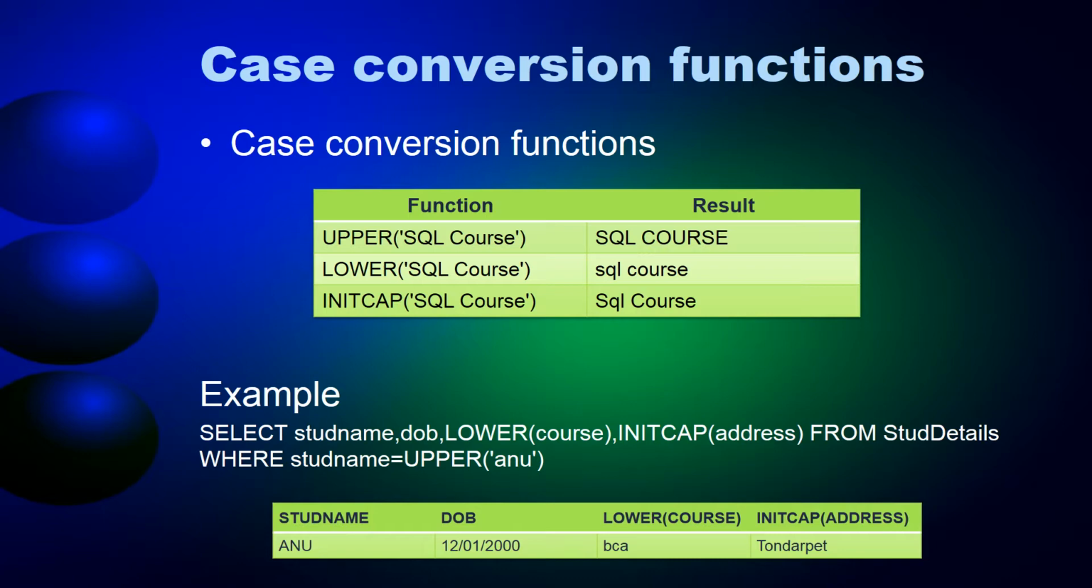Let's see the example query for this. Select student name, DOB, lower of course, init cap of address from student details, where student name is equal to upper of ANU. So this query will return the data as follows.